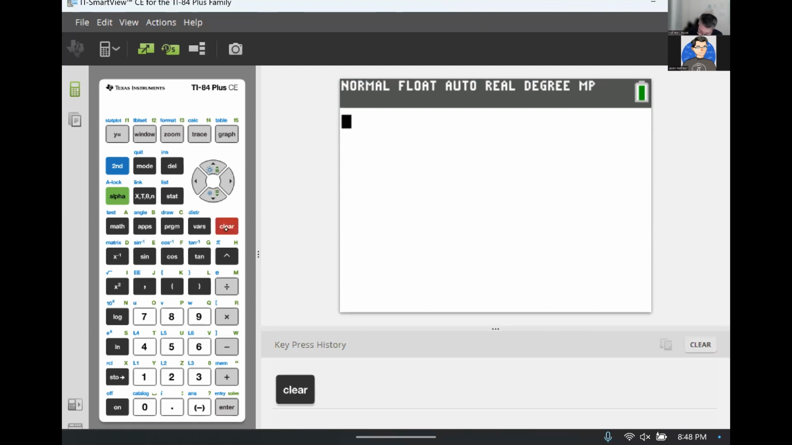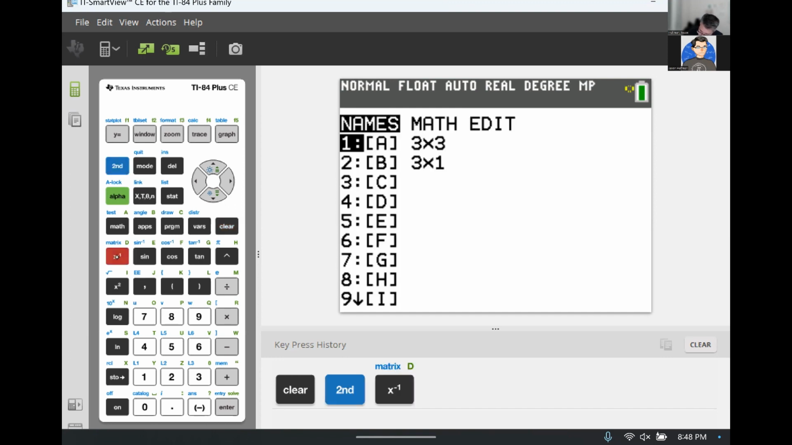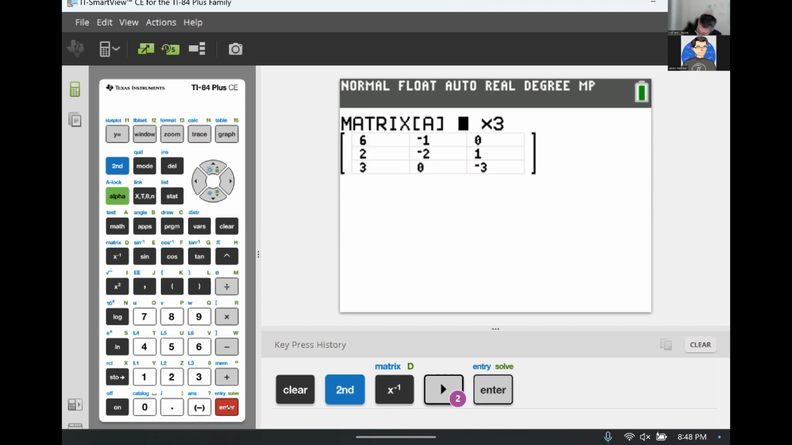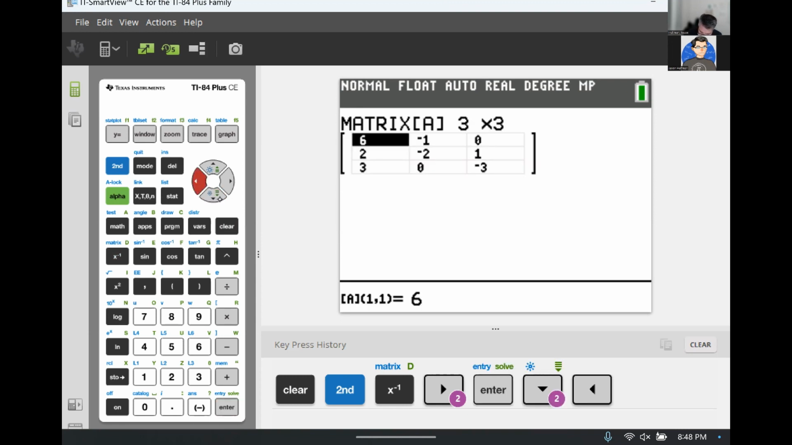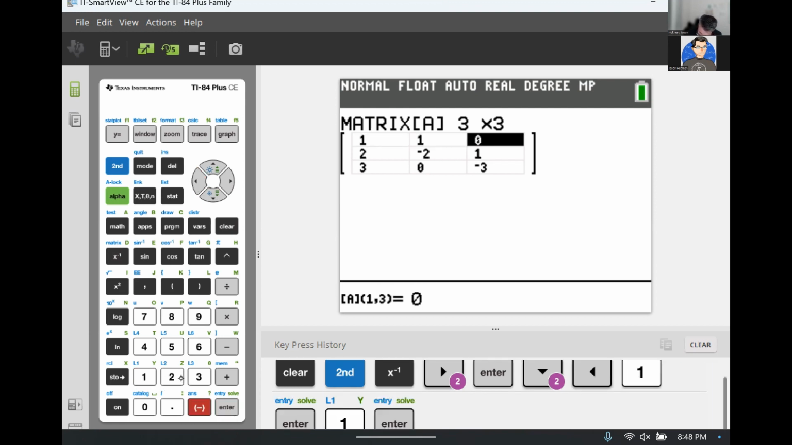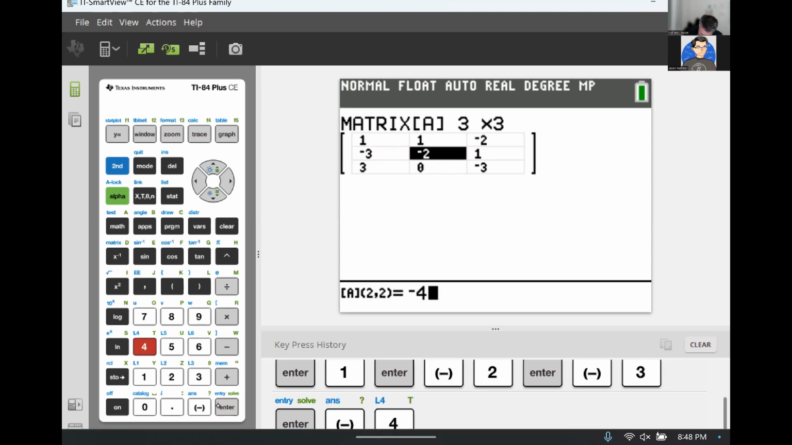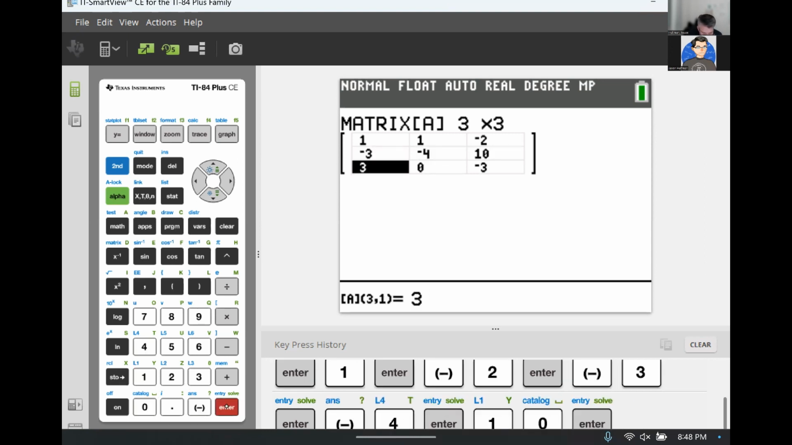Okay, so I'm going to go to matrix, second x inverse. And then we're going to go to edit our 3 by 3. Okay, and this is going to become 1, 1, -2, -3, -4, 10, 6, 2, 4.